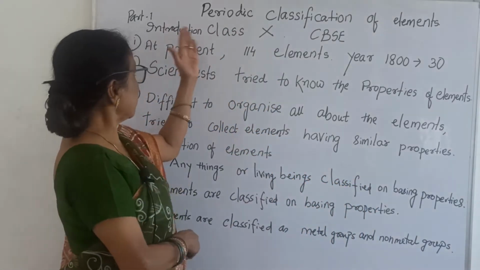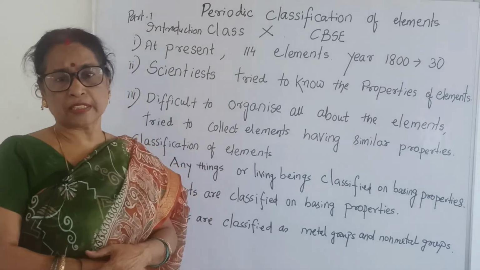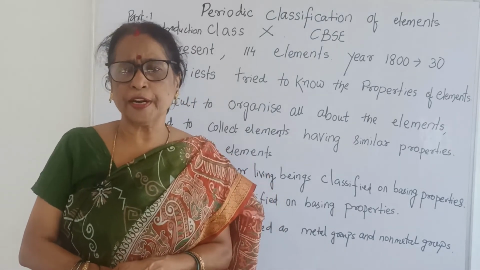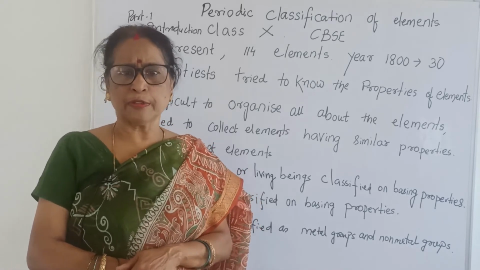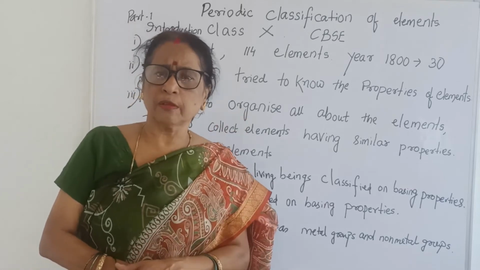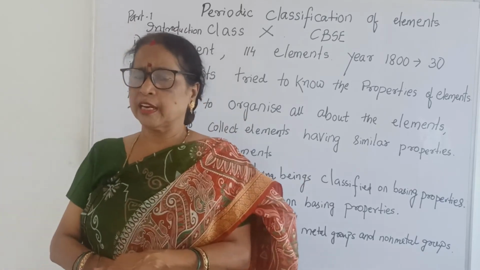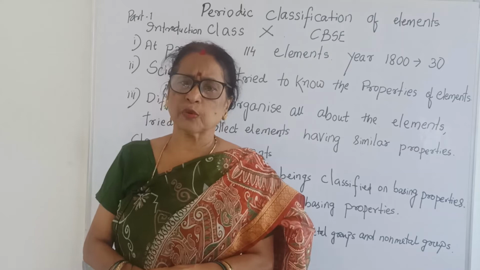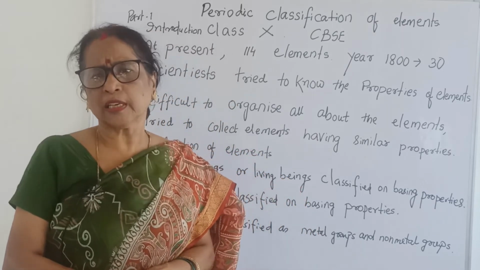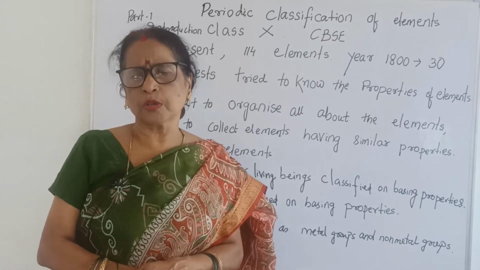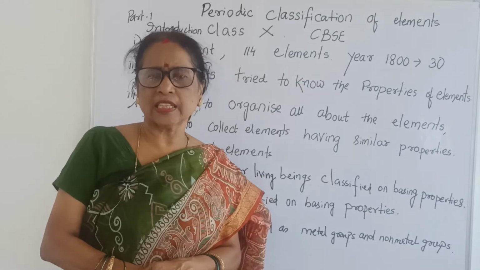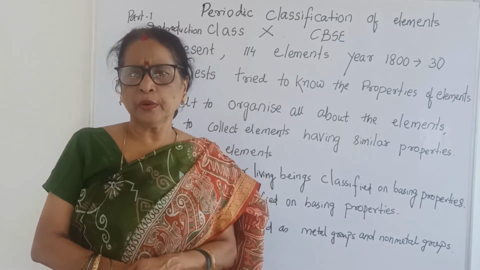Now, periodic classification of elements. Before reading this chapter, you can open your periodic table chart. In the periodic table chart, you can find so many elements, so many columns, so many horizontal lines. What are these things? What are they called? All these questions come to mind. But before that, you should know something about how elements are classified and why it is necessary to classify.